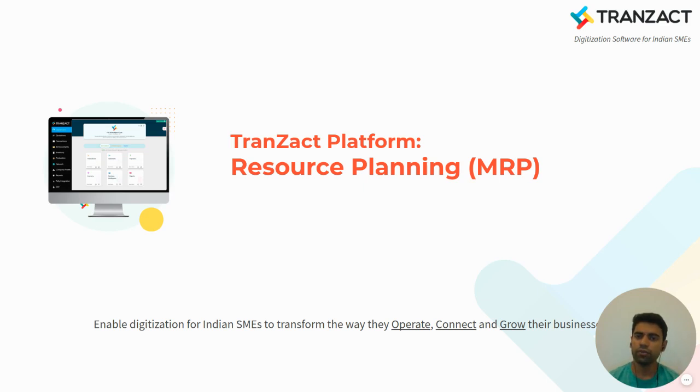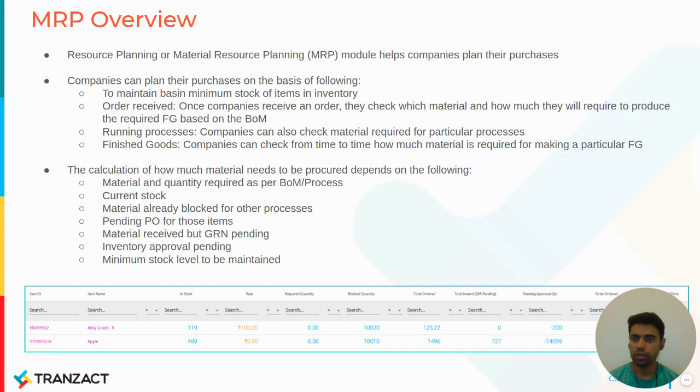Hi, in this video, we are going to talk about a module called resource planning or material resource planning in TranZact. It's one of the advanced modules that is used by companies who want to plan what all items they need to purchase according to the orders they have received or the processes they are running. Okay, so as I said, the MRP module is used by companies who are a bit advanced in nature or have some sophisticated processes in place.